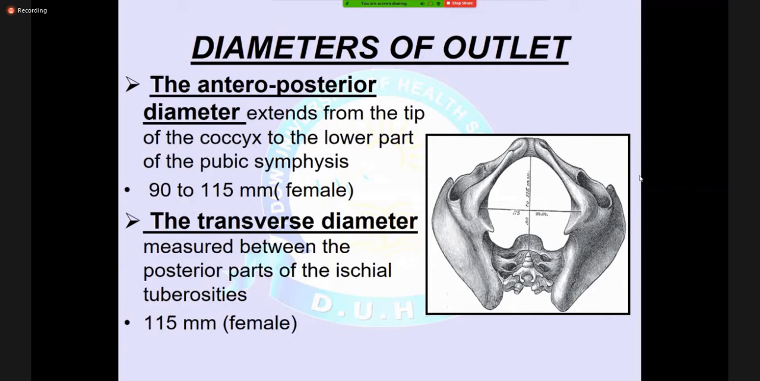The anterior-posterior diameter of the outlet extends from the pubic symphysis up front all the way to the tip of the coccyx. It is from 90 to 115 millimeters in the female. The transverse diameter again is 115 millimeters in the female, measured between the posterior parts of the ischial tuberosities over here. So you can safely assume that these sizes are larger in the female and lesser in the male, as we discussed earlier in that other flow chart.